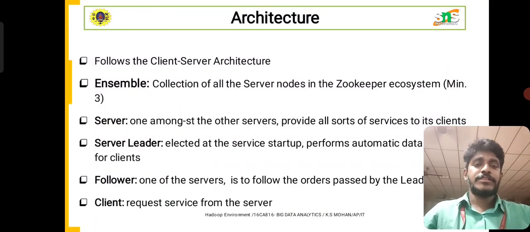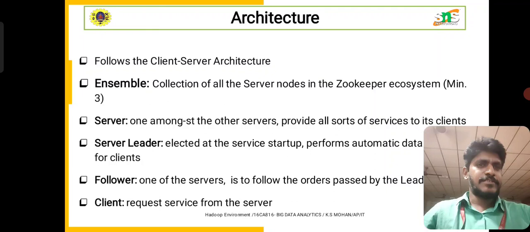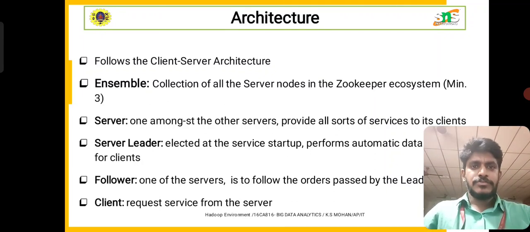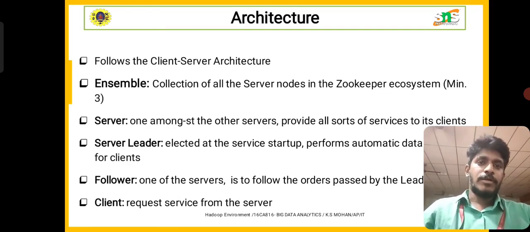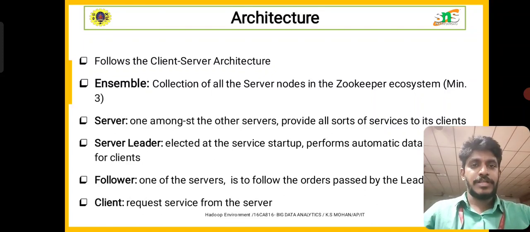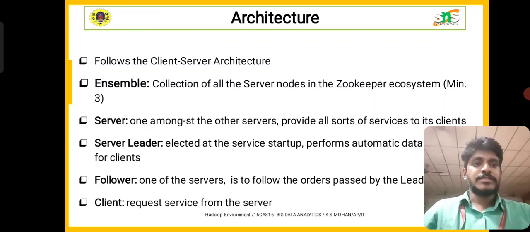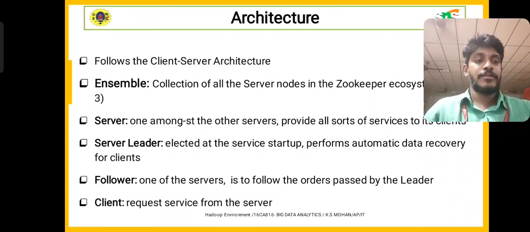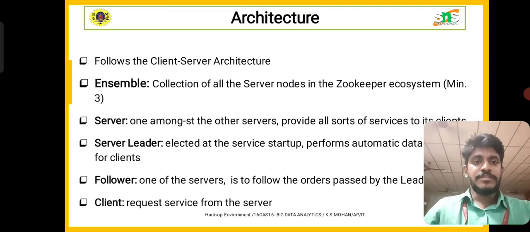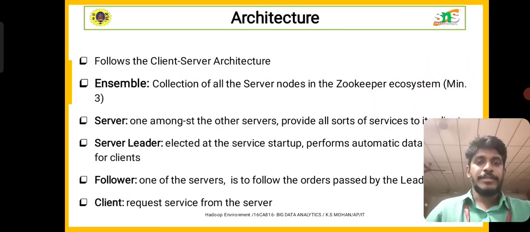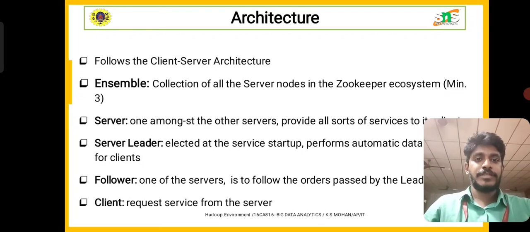The next thing is architecture. We're talking about the architecture. It follows the client-server architecture: there is an ensemble, and also servers, a server leader and followers, and clients connecting to servers. It is a client-server architecture, which we have already discussed in the previous units. So one server among the other servers provides all sorts of services to the clients. The server leader is elected at service startup and performs automatic data recovery for clients. The other servers follow the orders passed by the leader. Then the client requests the service from the server.